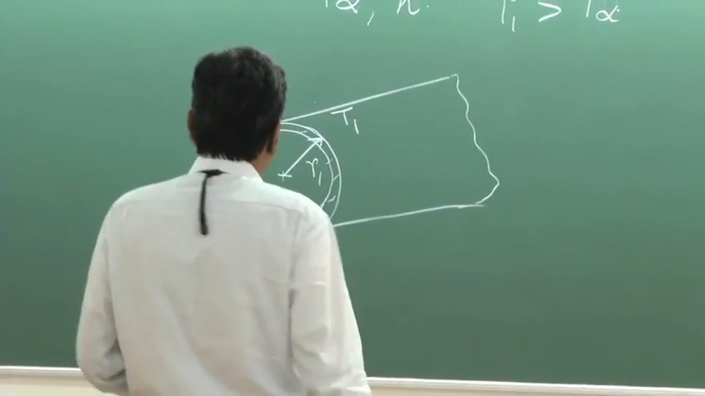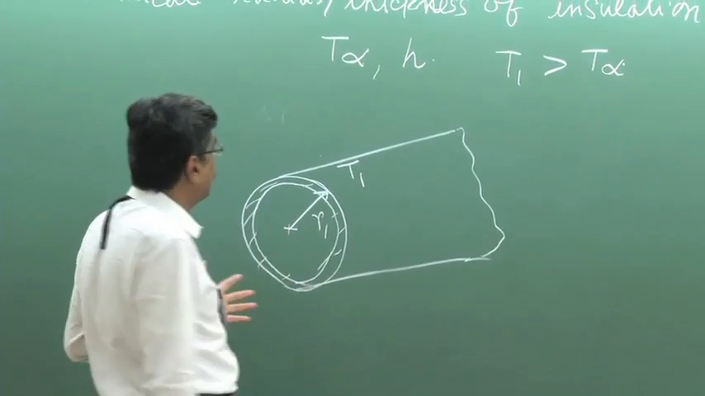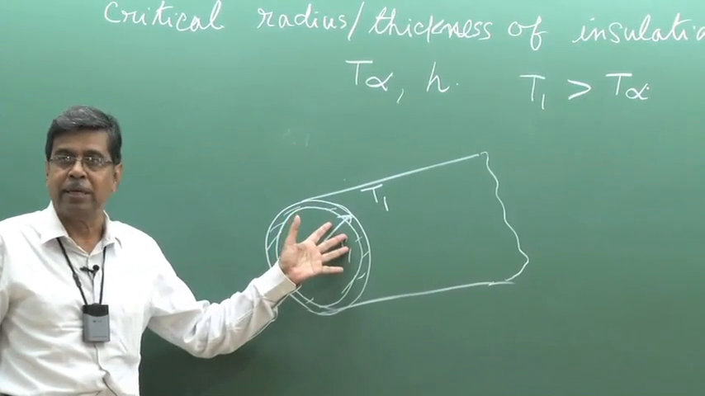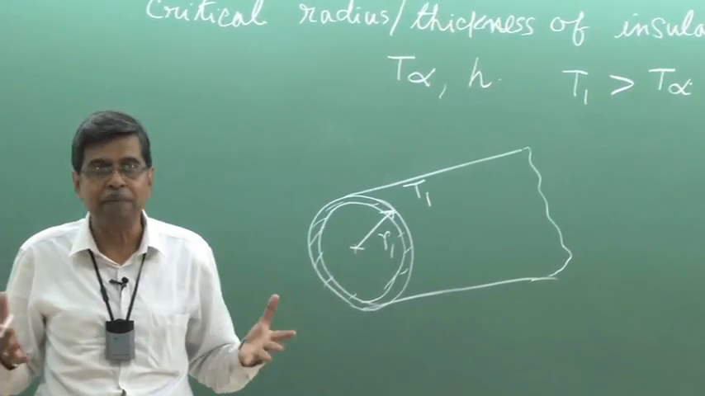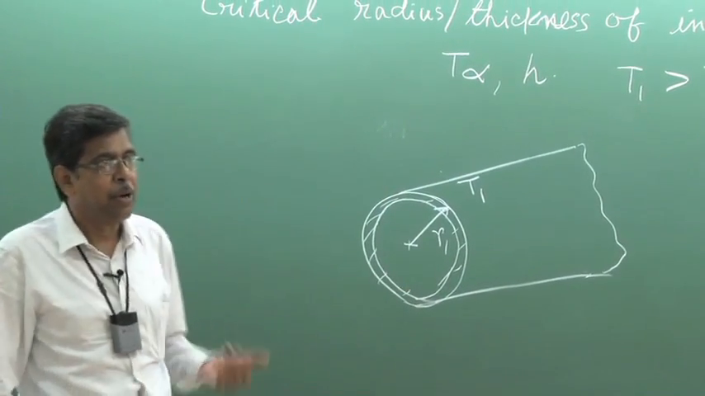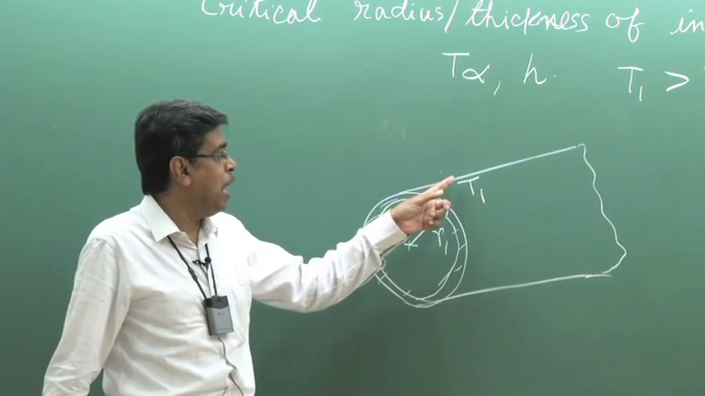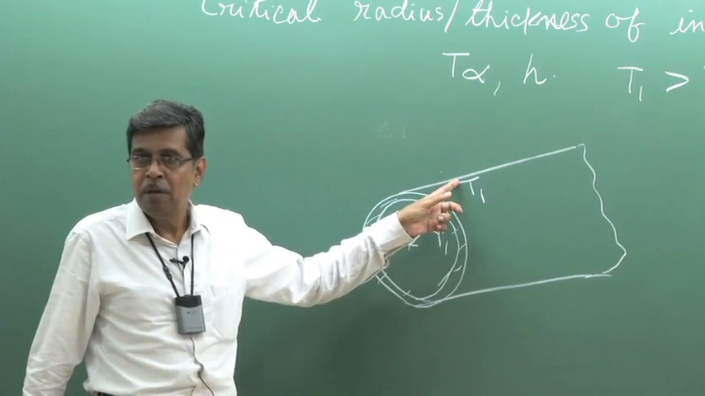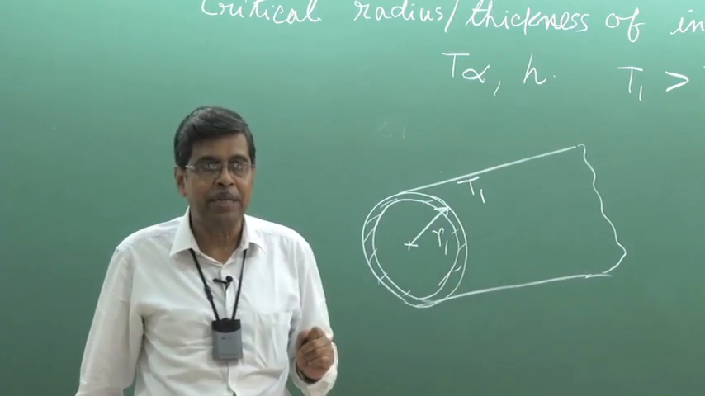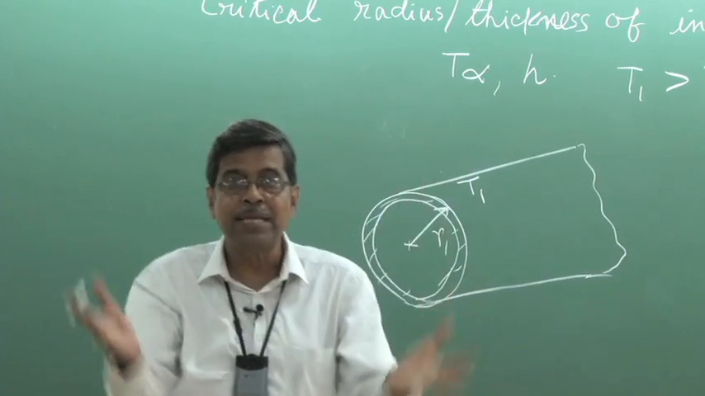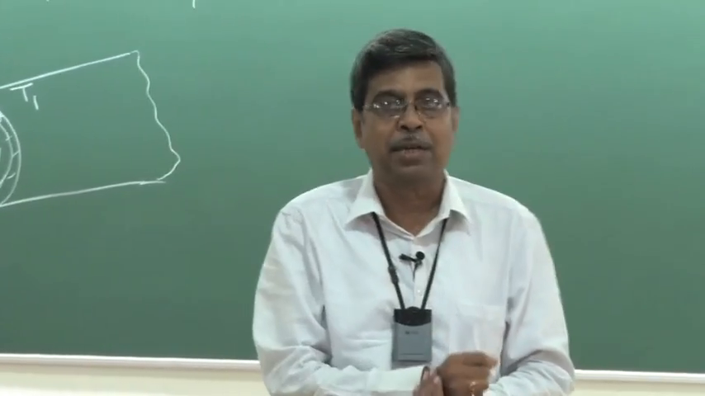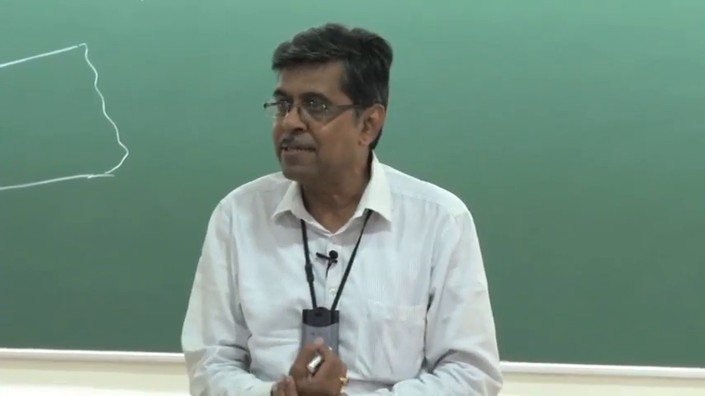So the practical problem is like this: we want to reduce the heat loss. If a hot fluid is going through it, where we want to preserve the heat, we don't want the heat to be lost. If the pipe is made of conducting material, then we will put insulation, that is our common knowledge, at the outer surface to reduce the heat loss, as you have seen in practice.